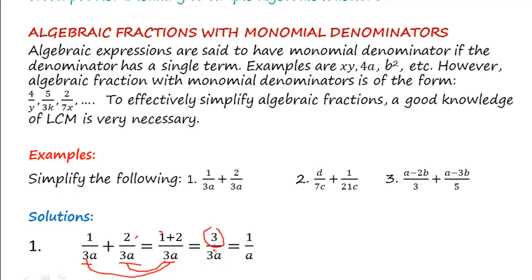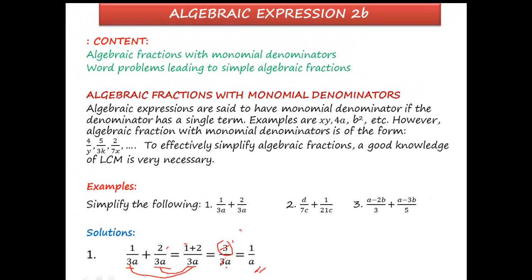How many 3 in 3? 3 can go in 3, which is 1. What remains down here is a, which is 1 over a. This is the simplification. The answer is 1 over a. Are you following? Let's move further to question 2.